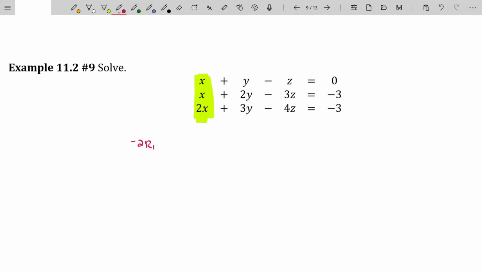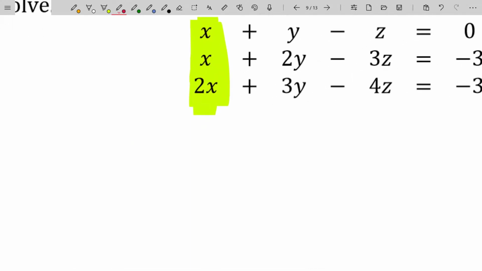So let's see here. I will take the opposite of 2 times row 1. And actually, you know what? I'm going to do it kind of easier. I'll take the opposite of row 1 and add it to row 2. So opposite of row 1 and add it to row 2.